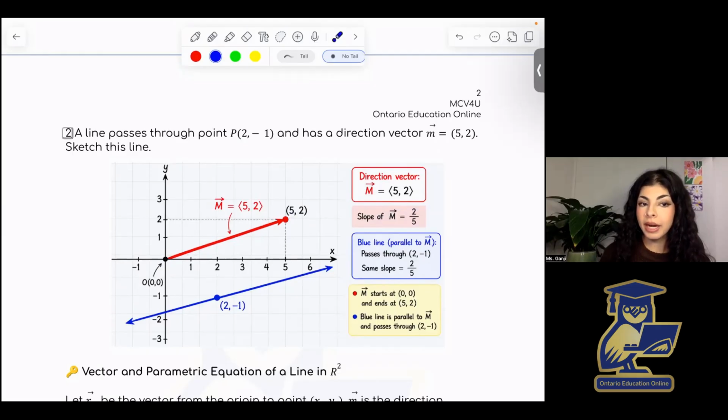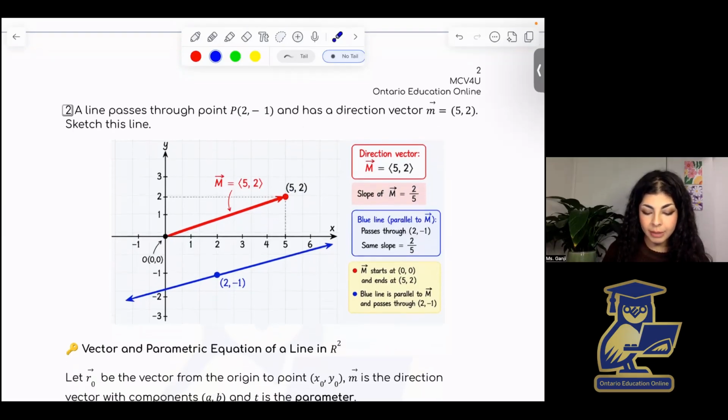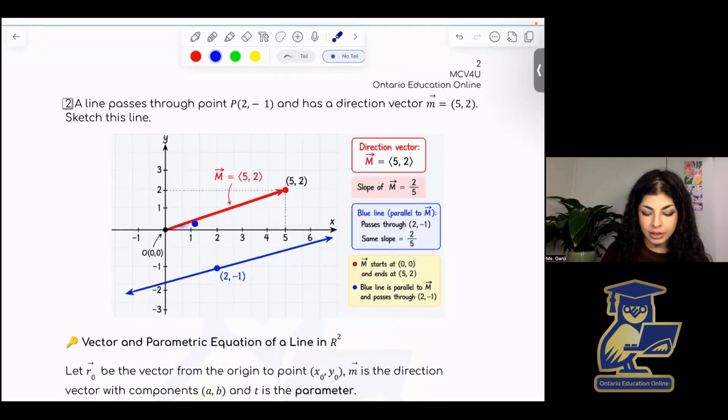Now, a line that is parallel to this and goes through point (2, -1) can be shown with this blue line. As you can see, these two are parallel, and this blue line is going through the point (2, -1). Now, again, we can make connections with linear lines. You have a point, you have the slope, and you can find the equation of the line. But now, working with vectors, we're going to be representing this a little bit differently. So you've seen the sketch here, and now I'm going to give you the definition for how we write the equation of this line using vectors.